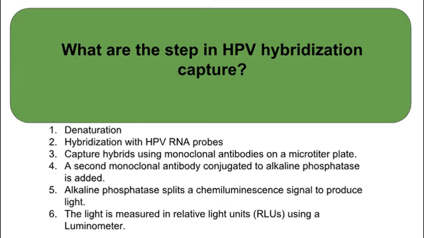A second monoclonal antibody conjugated to alkaline phosphatase is added. The alkaline phosphatase splits a chemiluminescent substrate to produce light. This light is then measured using a luminometer in relative light units.